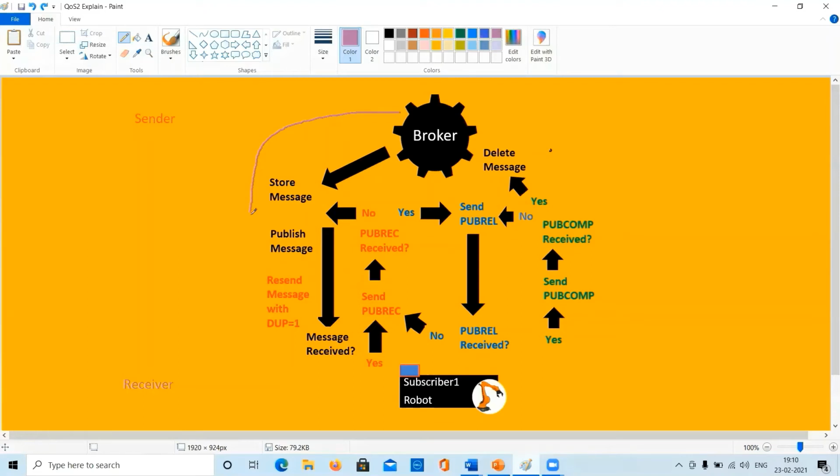So the sender sends a message and stores a copy of it in the outbound queue. The receiver, after receiving the message, sends an acknowledgement in the form of PUBREC, publish received message. Once the sender receives the PUBREC message, it sends a message PUBREL, publish release, to the receiver. After receiving the publish release message, the receiver sends a message PUBCOMP, publish complete. After receiving the publish complete message from the receiver, the sender deletes the message from the outbound queue and the round trip has completed successfully.